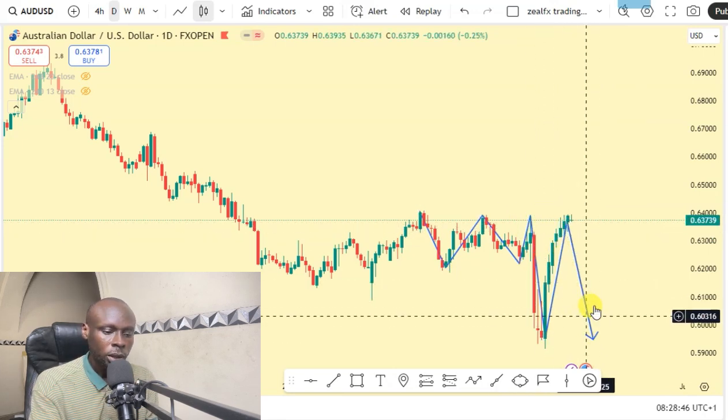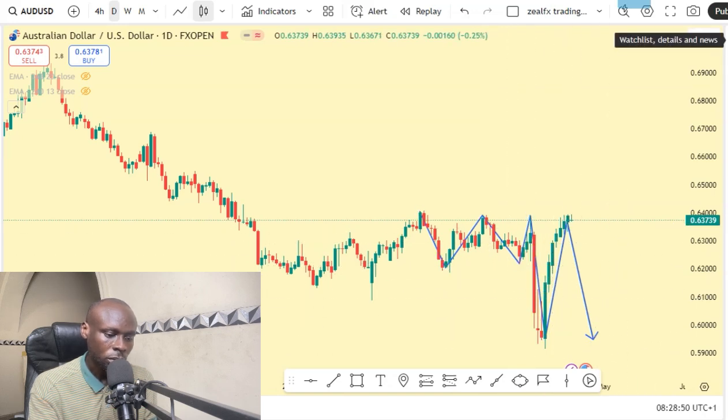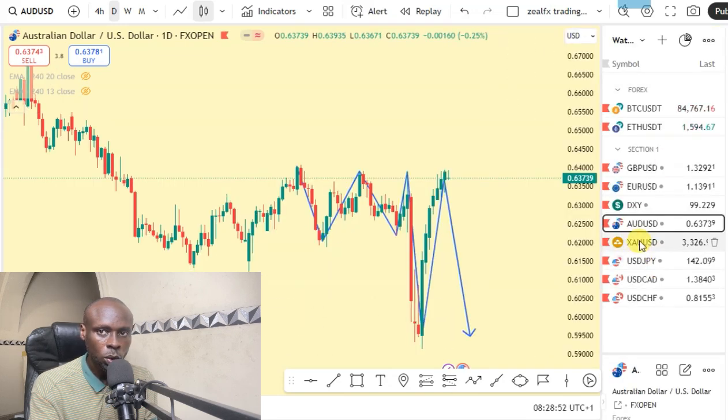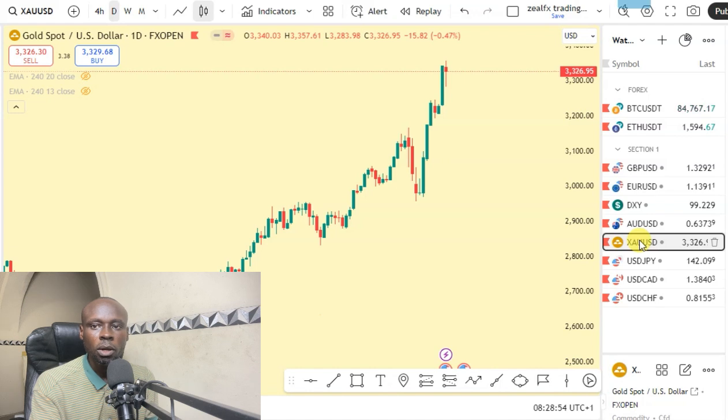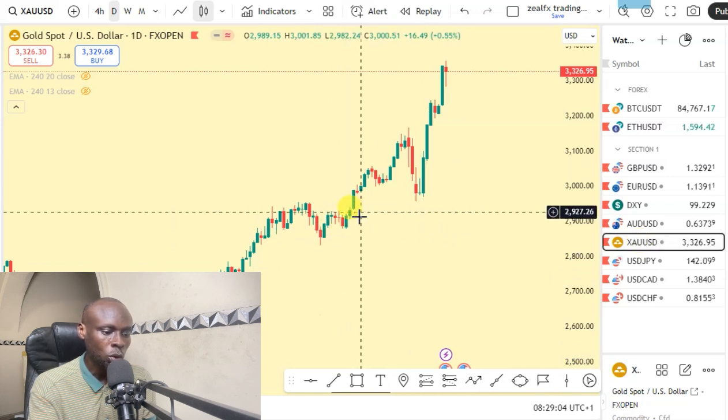So let's look at our next pair, which is gold USD. Gold USD on my daily chart still remains in an uptrend. The momentum for the gold USD on the daily chart still remains very strong for a bullish move. We still expect price to continue to push higher for the gold USD this week.